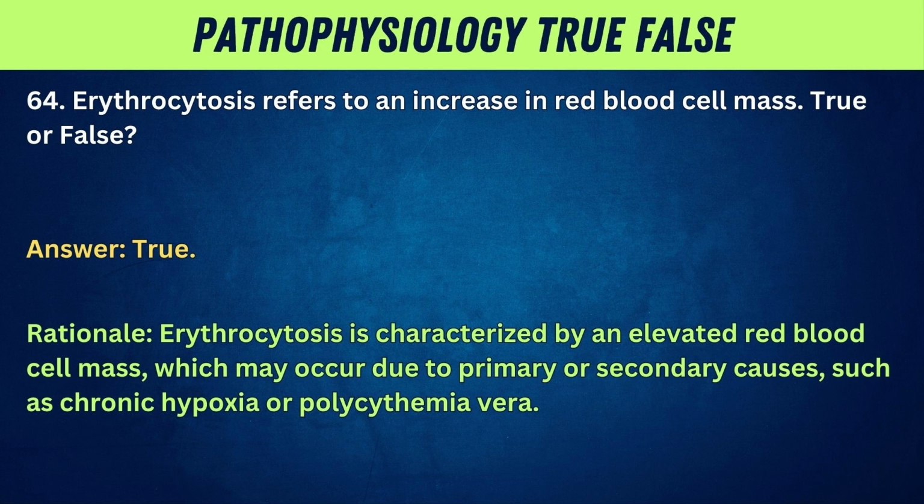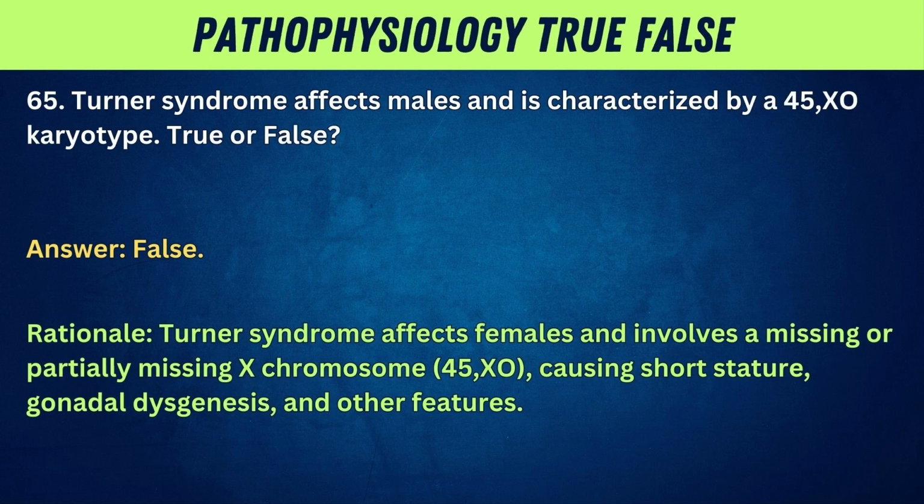True or false? Answer: true. Rationale: erythrocytosis is characterized by an elevated red blood cell mass, which may occur due to primary or secondary causes, such as chronic hypoxia or polycythemia vera. 65. Turner syndrome affects males and is characterized by a 45XO karyotype.